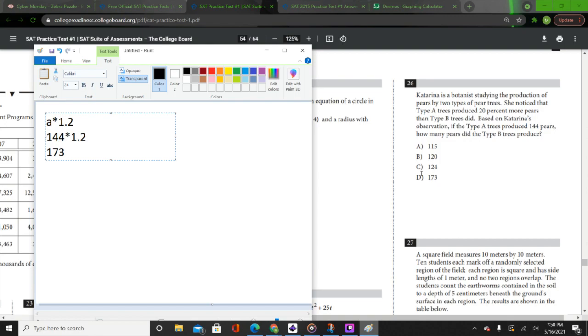Wait, what? Did I do it wrong? I did it wrong. Oh no. Wait, so type A trees produce 20% more pears. Oh, I did it wrong. I fell into a mistake.